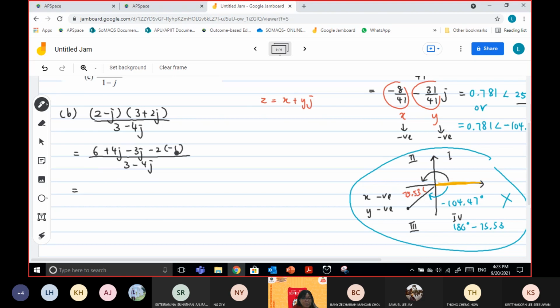When I simplify the top plus 2, we get 8 plus j divided by 3 minus 4j. Then for the division part, we multiply with the conjugate, 3 plus 4j. For the denominator, it is 3 squared plus 4 squared. Then for the top, 24 plus 32j plus 3j, then plus 4j squared. Plus 4j squared, I just write it as minus 4.